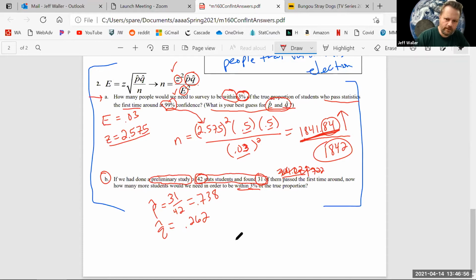So now I know this is brand new. Up here, we had to guess the percentages, and the best guess was 50-50. Is everybody with that? That kind of makes sense. Our best guess is 50-50. Now we don't have to guess anymore. I'm going to set up this exact same formula, but I don't have to guess 50-50. I know what they are. And let's see what happens to the required sample size.